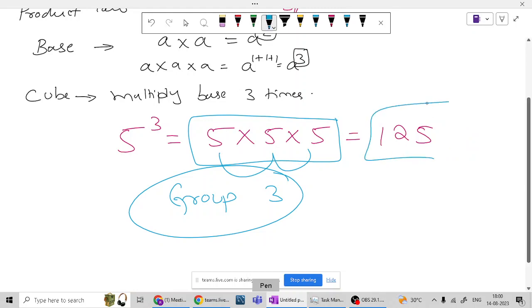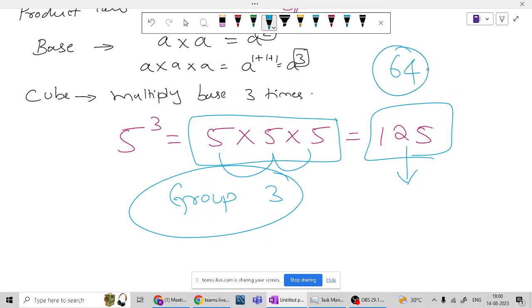What do we call this product as? We had perfect square, right? Remember perfect square? So perfect cube. Yes, 64 is a perfect square because we have 8 multiplied 2 times, 8 into 8. 64 is a perfect square. In the same way, 125 is a perfect cube.